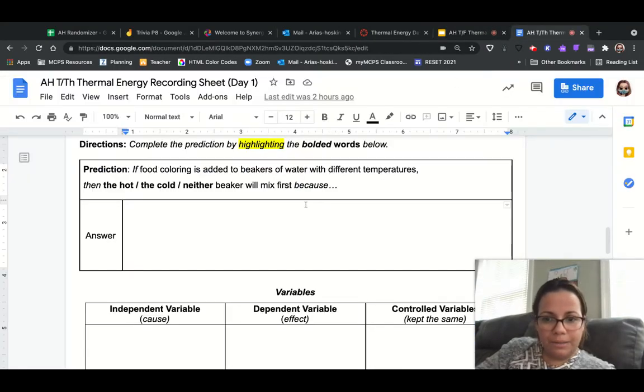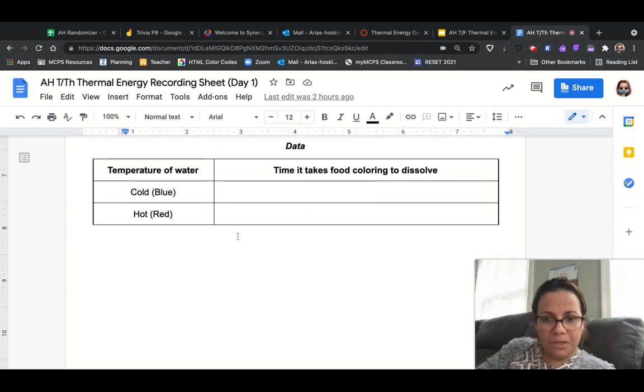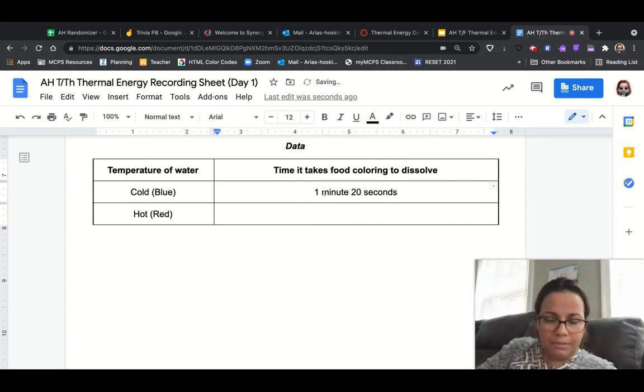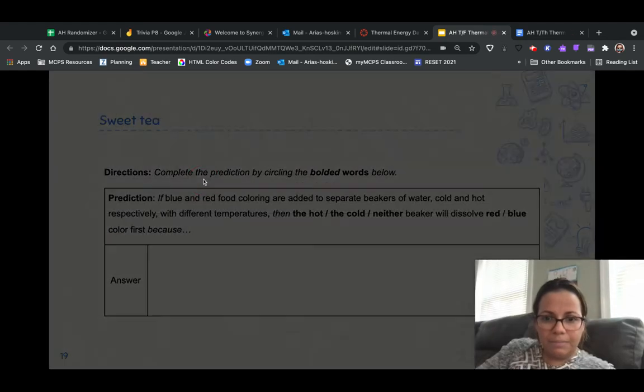Now let's go back in here. Once you have the data, for example, if it's 1 minute and 20 seconds, just an example, okay? And this one is 2 minutes and 30 seconds. I don't know, this is just a guess. This is what you need to type in this part, okay? All right, let me go ahead and go back to the slides.